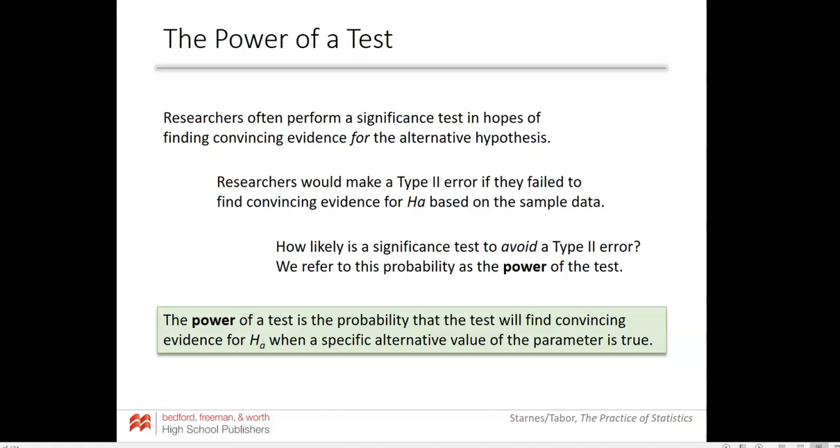So the power of a test is the ability of that test to find convincing evidence for the alternate when a specific alternative value of the parameter is true. So the power is when you reject correctly. So you reject the null and you're accepting the alternate. You are actually accepting the alternate in this case. We never accept the null, but we can accept the alternate. When you reject the null, you accept the alternate. So we're saying the alternate is true. You're finding evidence for the alternate. That's what power is.